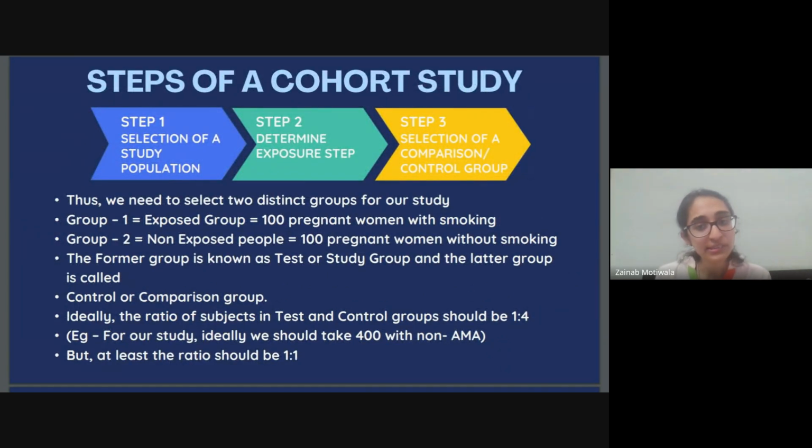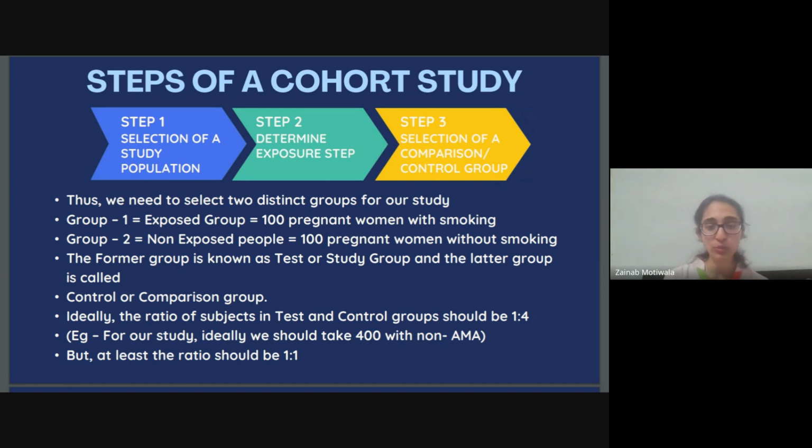Now let's talk about the steps of a cohort study design. As we know, the first step would be selection of a study population. Second, we would determine the exposure. And then third, we would compare between the groups. So the first group is the exposed group. In our case, it would be 100 pregnant women with smoking, while the non-exposed group would have 100 pregnant women without smoking. And as we know, the former group would be the test group and the latter would be called the control group.